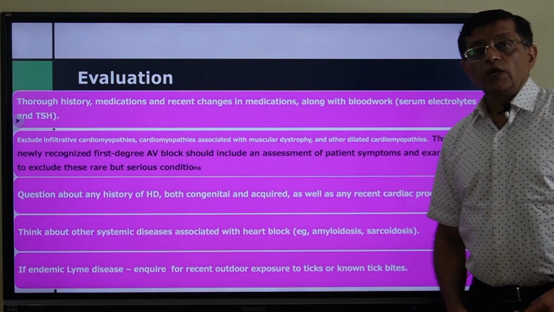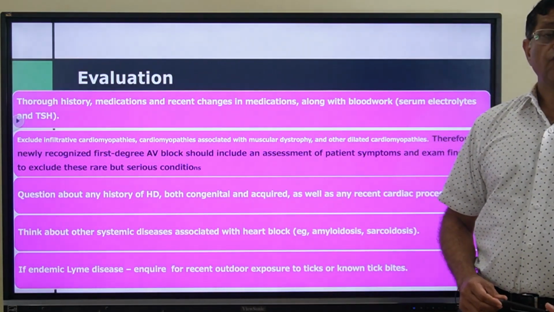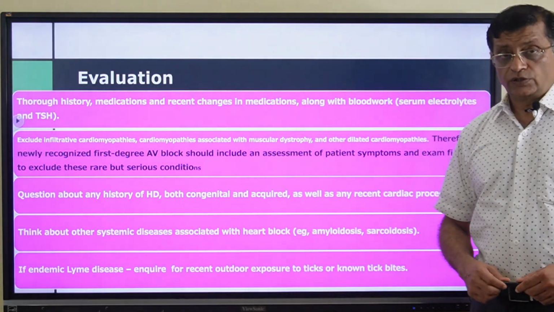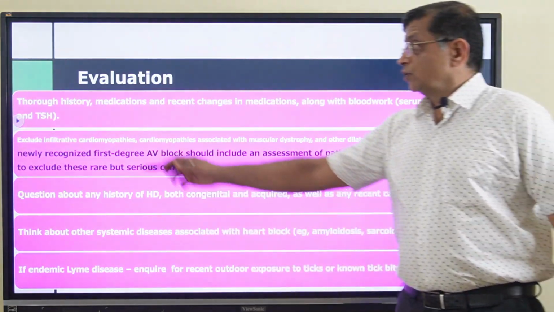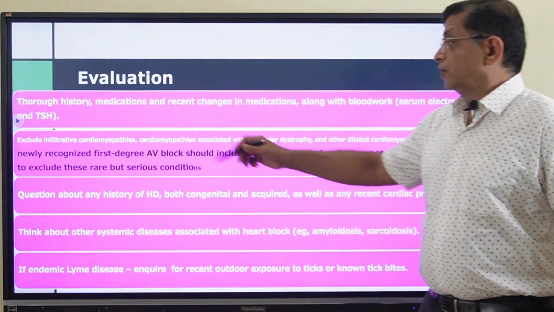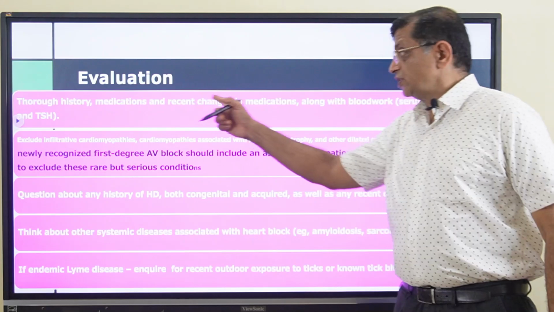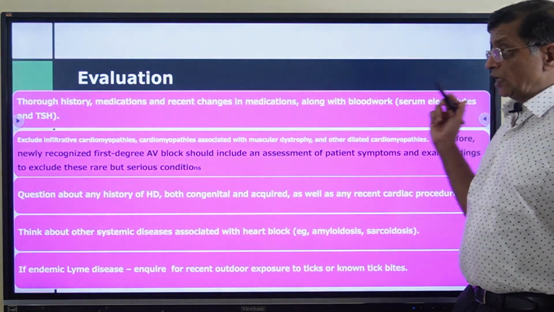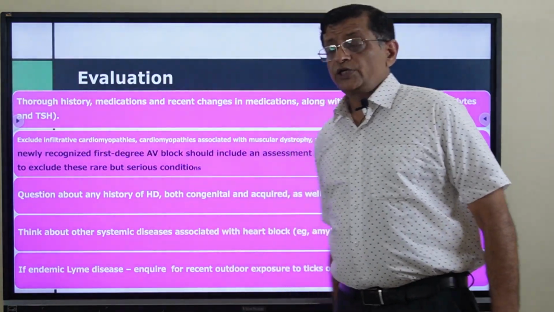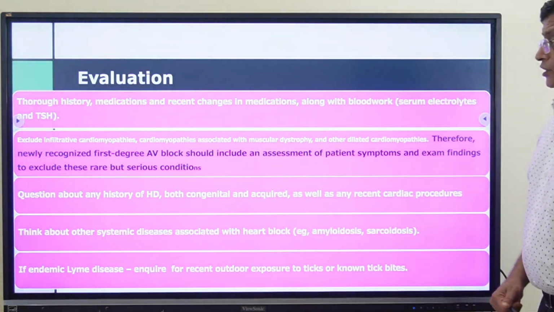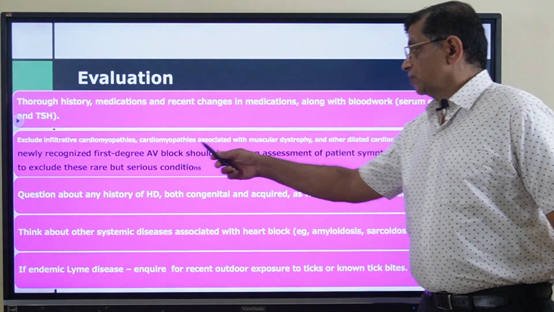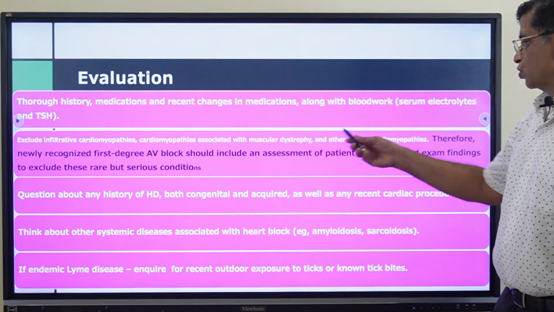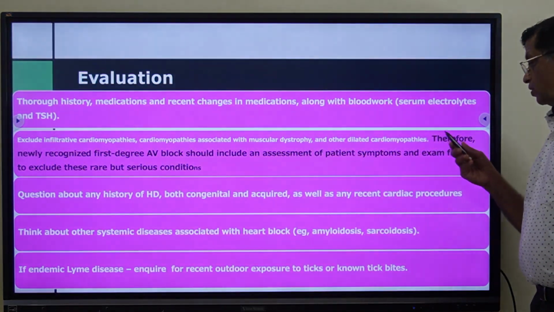So what do you do if you accidentally find a first degree AV block on the ECG? Get a thorough history, look for medications or recent changes in medication, and get blood work: check electrolytes, potassium, T3, T4, TSH, and exclude infiltrative cardiomyopathies. These are rare conditions, for example, muscular dystrophy or dilated cardiomyopathy.